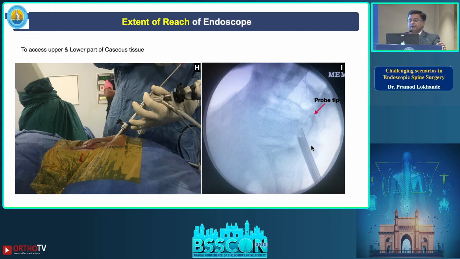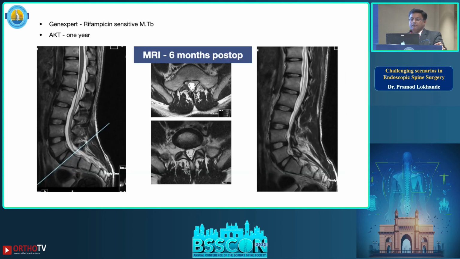Even though the endoscope is placed here at L5S1 level, you can angulate it right up to the upper border of L5, and the tip of the probe is reaching almost the lower border of the L4 vertebra. So it's possible for us to reach from this area to this area, almost like this. So there is quite a big area which can be covered with an endoscope.